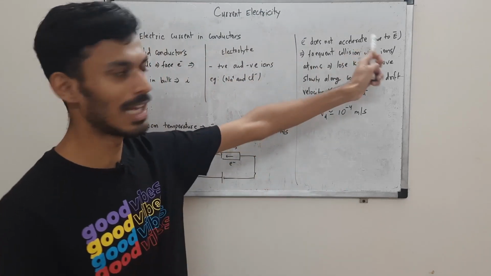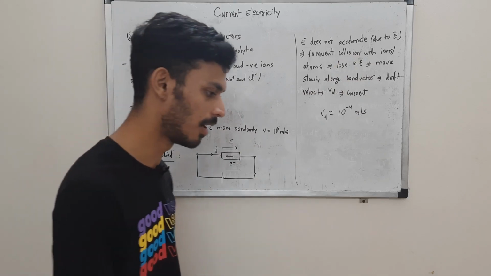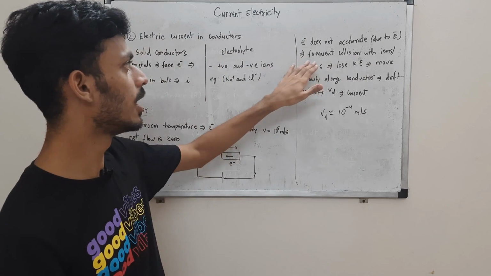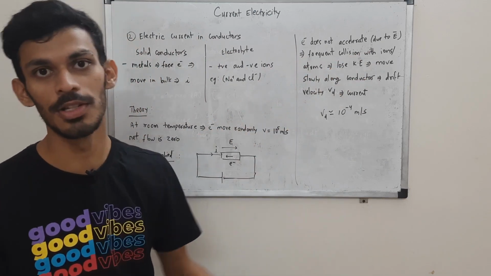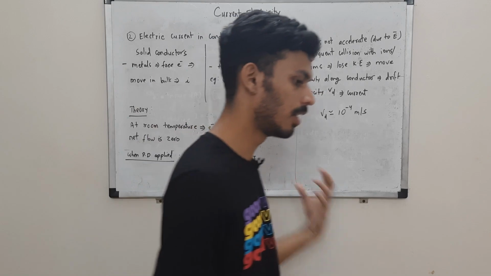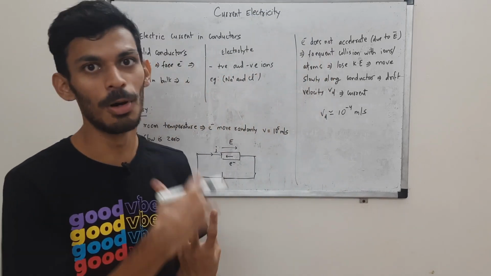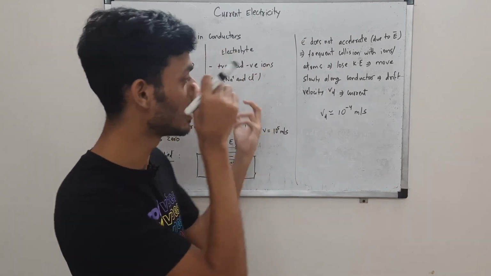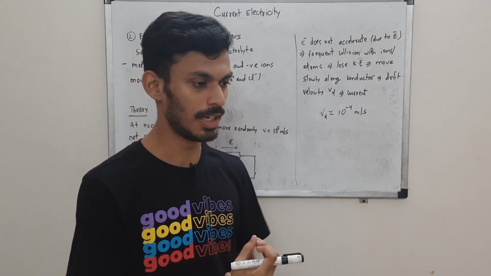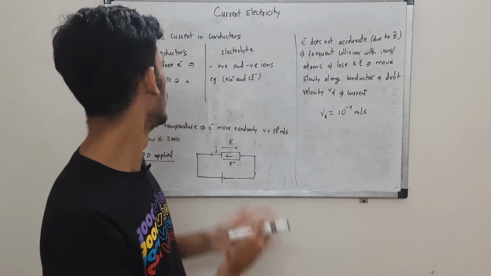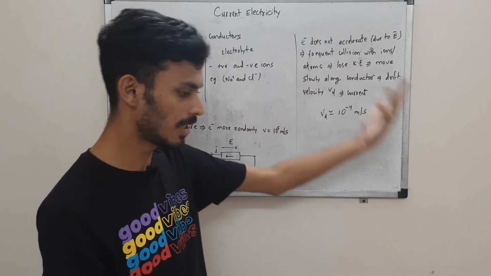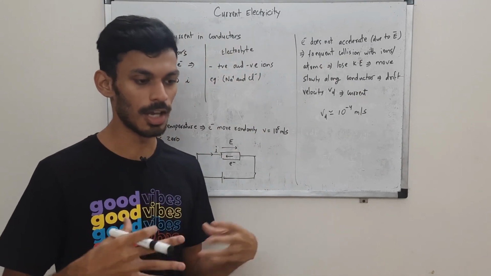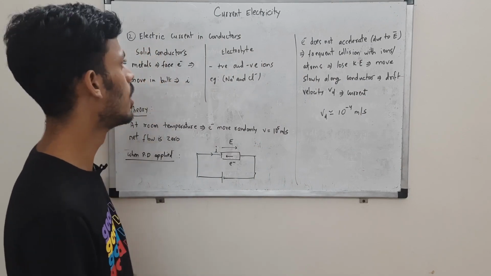So the electrons do not accelerate. You might wonder, F is equal to QE, there is a force on the electron, it should accelerate. But actually they suffer frequent collisions with the ions and atoms which are there in the conductor. Besides the electrons, there are also atoms, right? So they are constantly colliding with them. You'll see a term, relaxation time, in the next section. So basically there are collisions between the electrons and the ions or atoms in case of solid conductors.